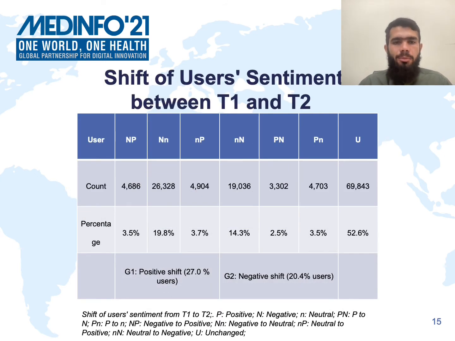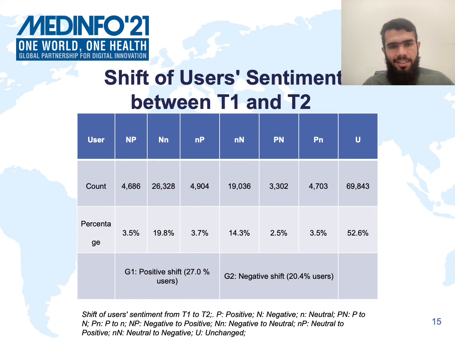Now we look at the shift of user sentiments. As I mentioned before, we find the overall sentiment of a user, and if there are many tweets from the same user, we combine them using majority vote. If it is positive, we consider it positive. Around 3.5% of users' sentiments shifted from negative to positive, 19.8% shifted from negative to neutral, and 3.7% from neutral to positive.